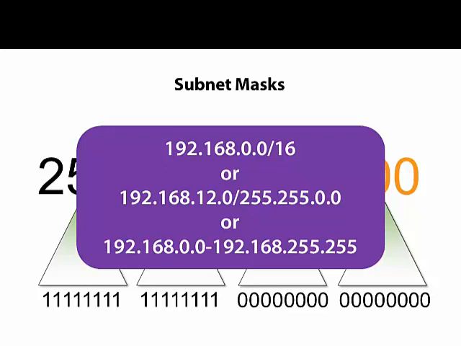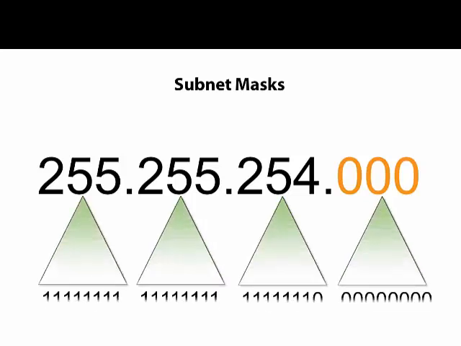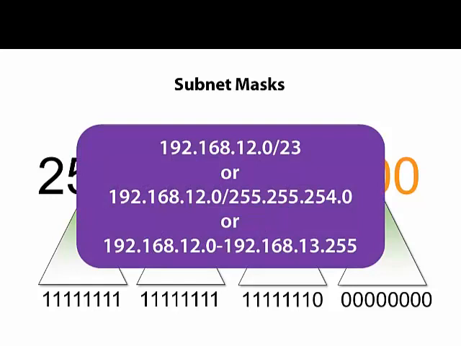192.168.255.255. Now the subnet mask doesn't always have to be a clean break like that. Here we have a subnet mask of 255.255.254.0. So that's 8 bits on, 8 bits on, 7 bits on, 0 bits on. So that's a 23-bit subnet, and the range of possible IP addresses, it spans 2 Class C networks.